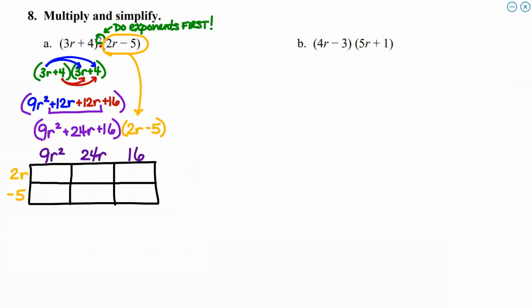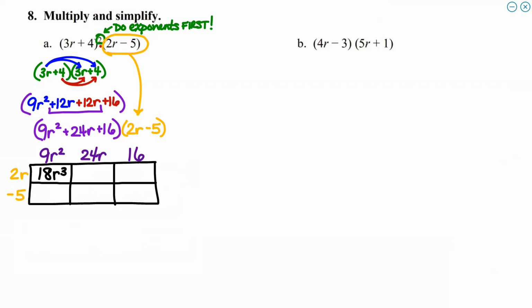This is a way that I can make sure that I don't miss any of the distribution that I would need to do. And it helps me arrange it in a way so that I don't lose any of those pieces. I'm going to multiply the rows and the columns together now. So I'm going to take 2r. I'm going to multiply it to 9r squared. What would that give me? 18r cubed.